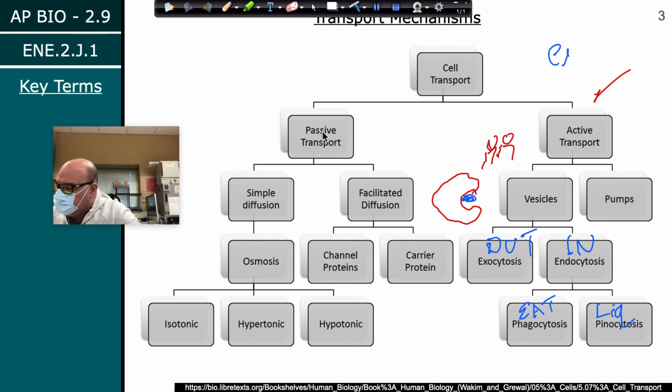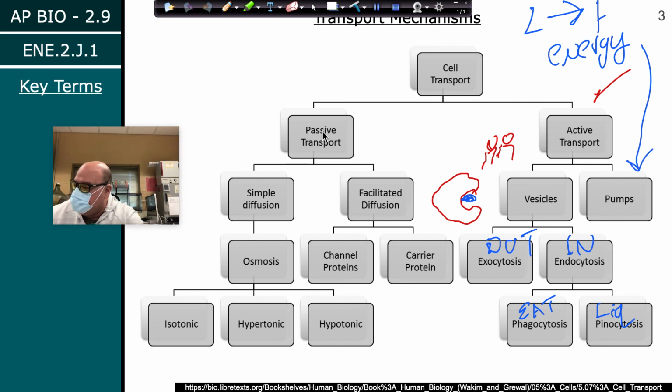Like the other side, that side is all high to low. Say that again. Unlike the other side, this side is all low to high, right? This side over here is, well, it's usually low to high, but that doesn't really work with exo and endocytosis. It really is for the pumps. So the pumps go low to high. Good point. That's a good thing we can add.